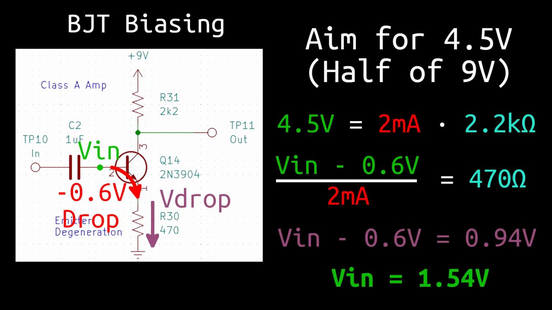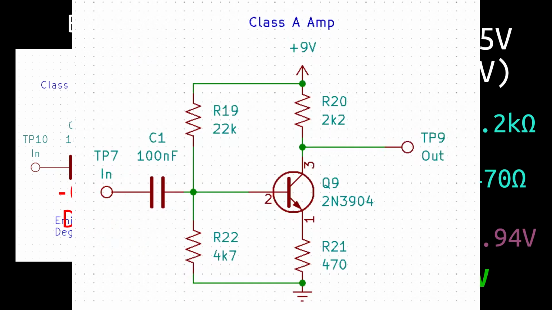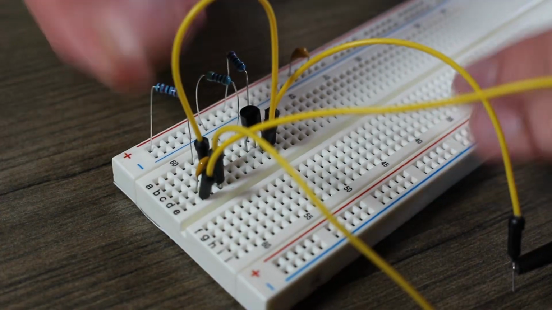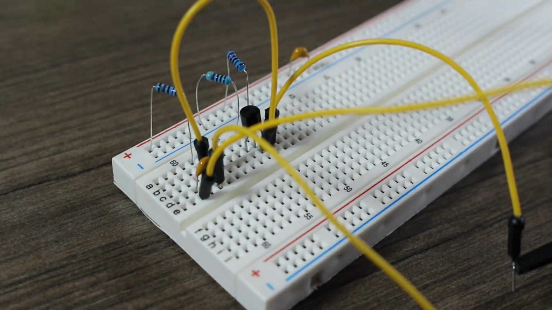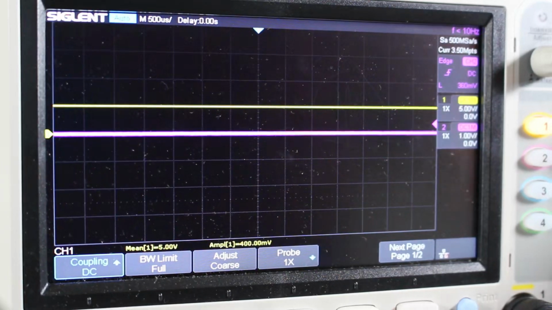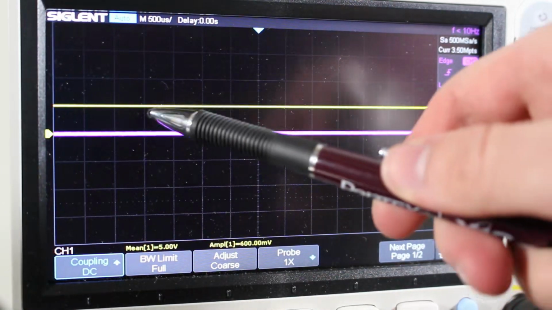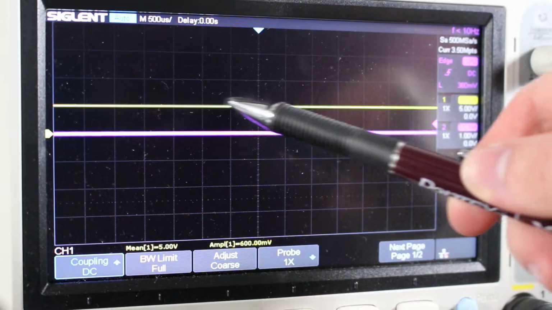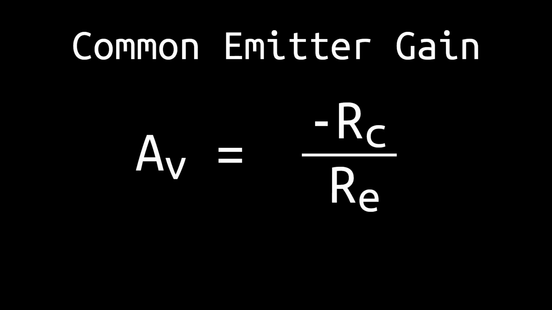We can create this voltage on the base with a voltage divider. I selected resistor values of 22K and 4.7K, which give us a calculated voltage of 1.58 volts. This is close enough to what we calculated, and with this setup we can get our real measured bias voltage of 5 volts on the output. This setup actually reveals a new equation that we can use. The voltage gain of our amplifier is equal to the negative collector resistance divided by the emitter resistance. So you'll notice that the beta is not involved at all.